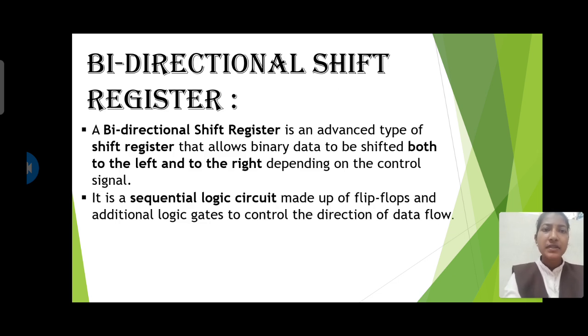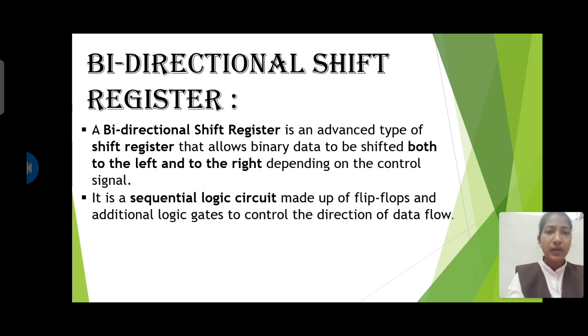A bidirectional shift register is known as the advanced type of shift register, which allows binary data to shift both left and right depending on the control signal. Previously we have seen shift left and shift right registers. So in the bidirectional shift register we have both left and right shifts. It is also a sequential logic circuit made up of flip-flops and additional logic gates to control the direction of data flow.